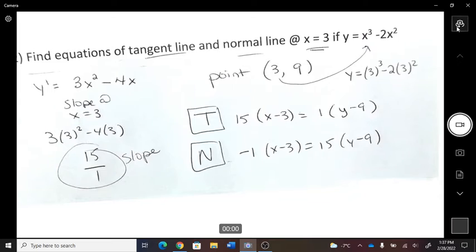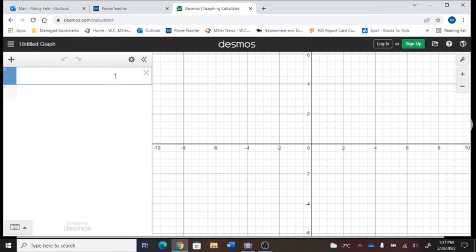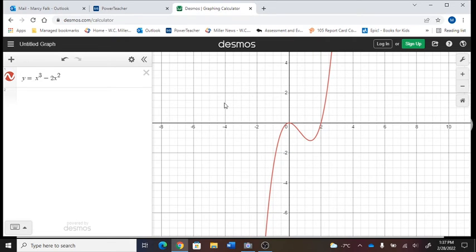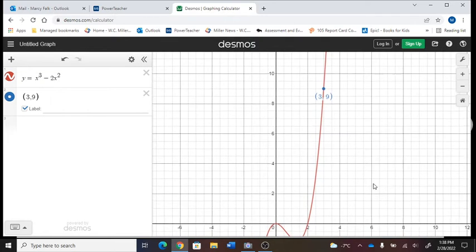Okay, you know what I'm going to do? I'm going to graph this to show you what is even really going on here. Okay, so our equation, we have a cubic function, right? Remember what cubics look like? That's our cubic function. And then we went through the coordinate (3, 9).